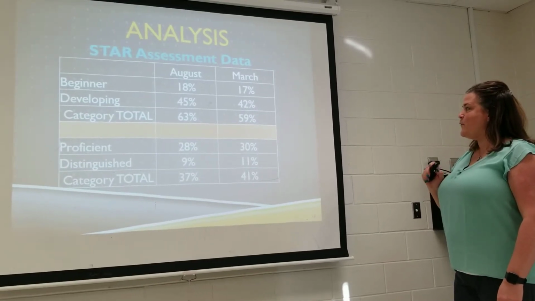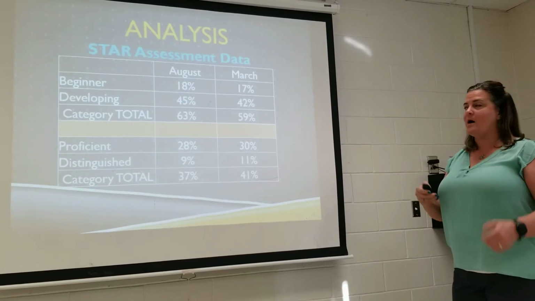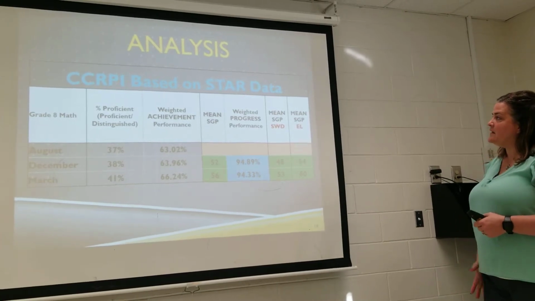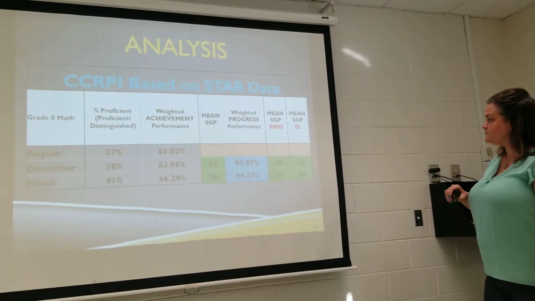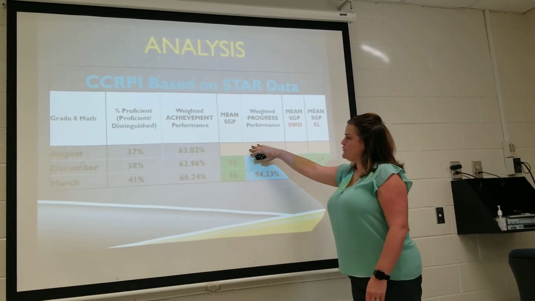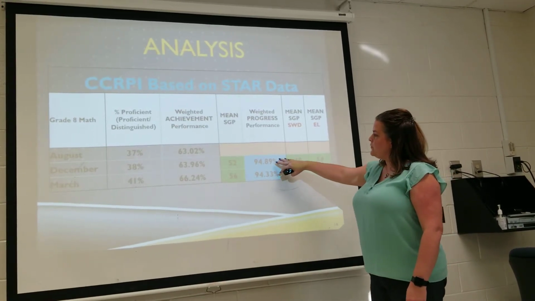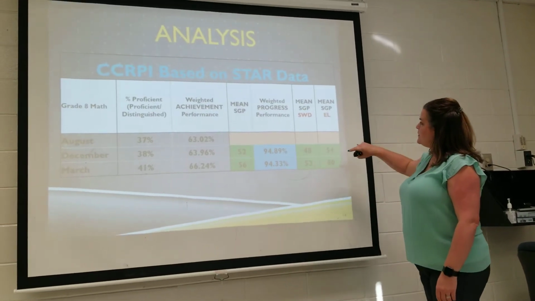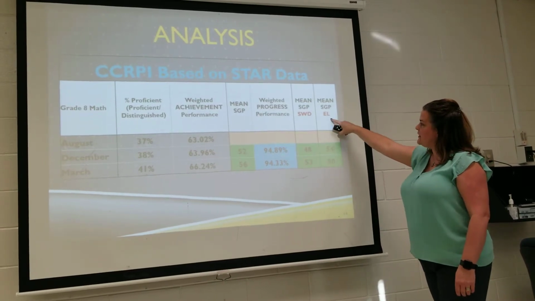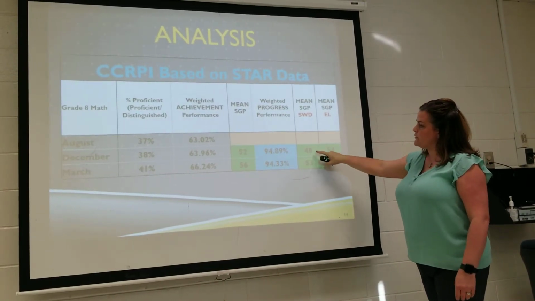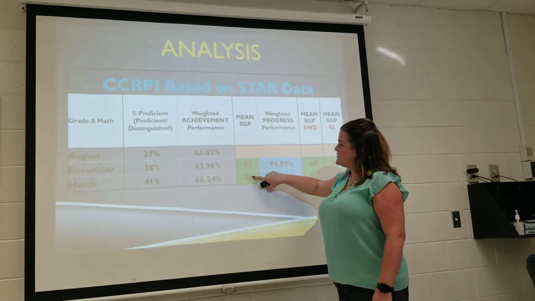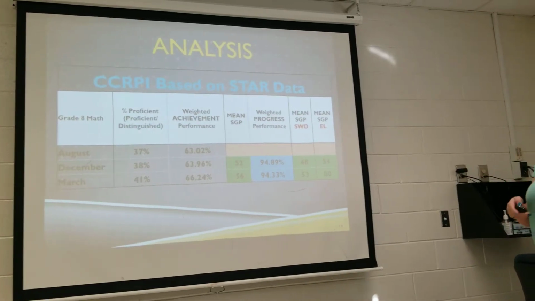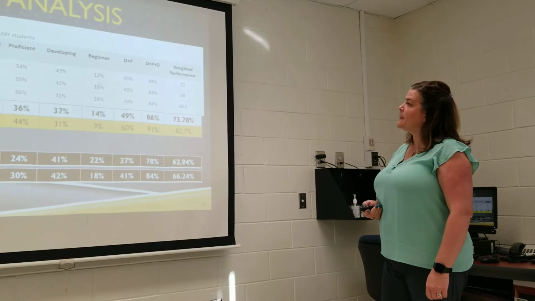Thank you. A 1 to 3% difference in a positive trend on both. When we look at CCRPI based on the STAR data, this was our initial baseline for August. We did not fluctuate too much between December and March. And this is our SWD and our EL students where we're looking at growth. If you look at from December to March, we did show student growth based on STAR data, but our progress performance weight stayed about the same.